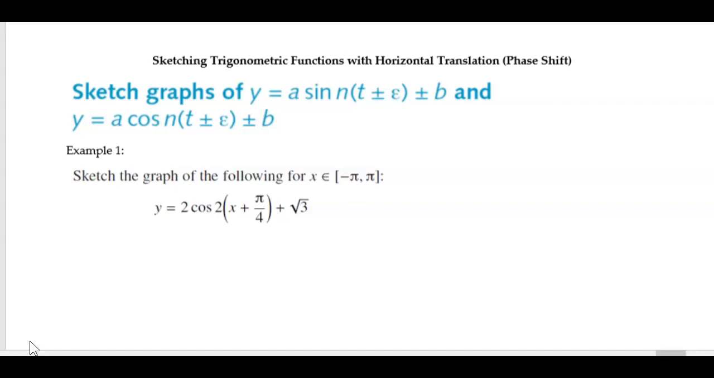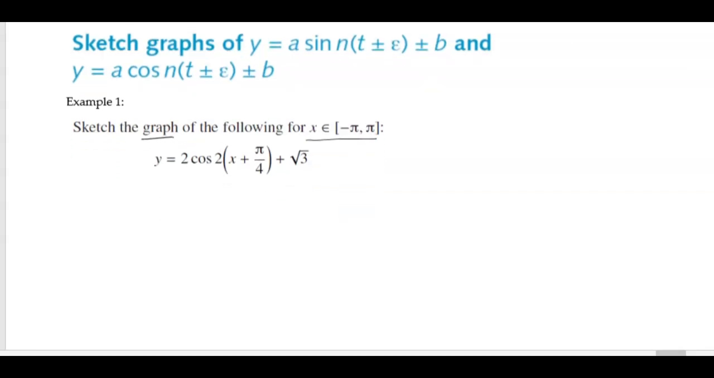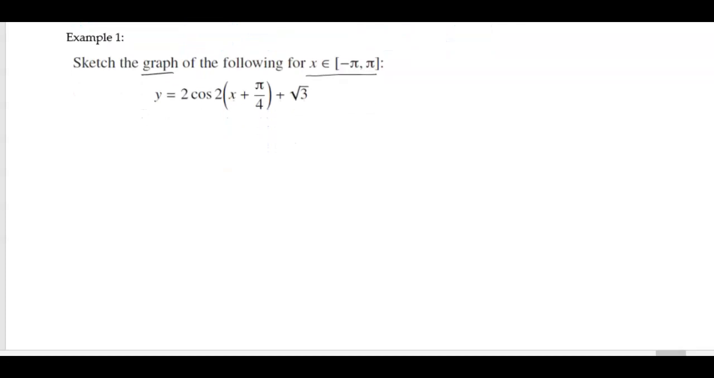So we've been asked to sketch the graph of the following function for x between minus pi and pi. So what I'm going to first do is break down this question into different parts. Just looking at the equation, I can see that the amplitude of this particular function is equal to 2, right? The period of the function can be found by 2 pi divided by n. In this case, the value for n is 2. So 2 pi on 2 gives us a period of pi.